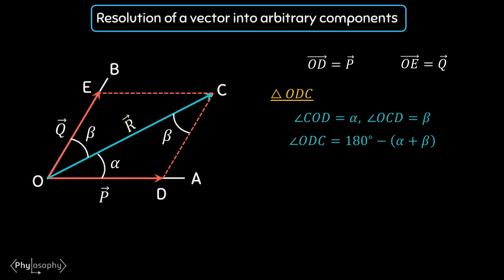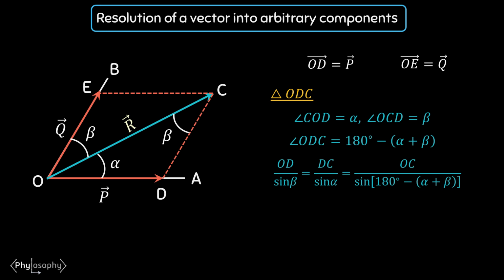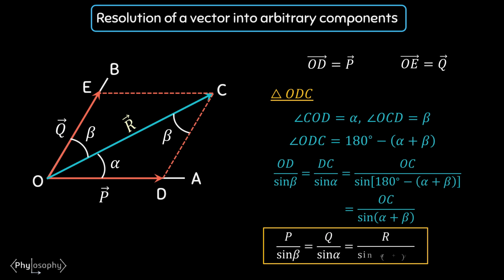Therefore, we can say the angle ODC is equal to 180 degrees minus (alpha plus beta). Now if we apply the law of sines, then we can write OD over sine beta is equal to DC over sine alpha, which is equal to OC over sine of (180 degrees minus (alpha plus beta)). Now sine of (180 degrees minus theta) is equal to sine theta. Therefore, this is equal to OC over sine (alpha plus beta), or this can be written as P over sine beta equals Q over sine alpha equals R over sine (alpha plus beta).